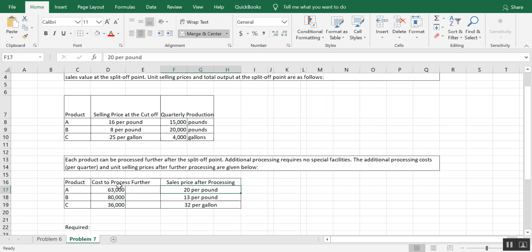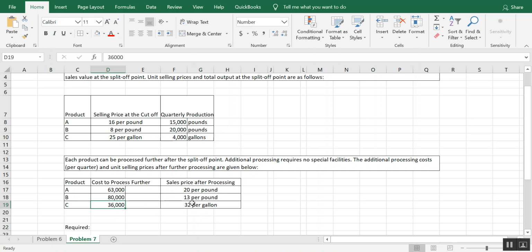So for product A, if we process it further, we're going to spend $63,000 to do that. And we will have a new sales price after processing of $20 a pound. For product B, it'll cost us $80,000 to process it. And after we get done processing, we'll have a sales price of $13 a pound.